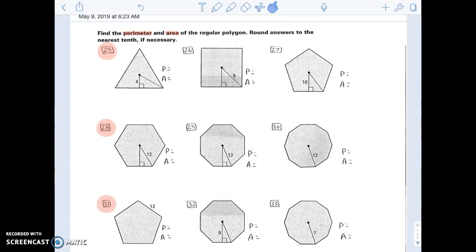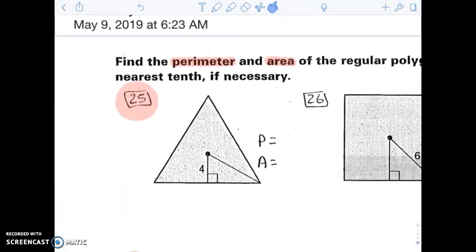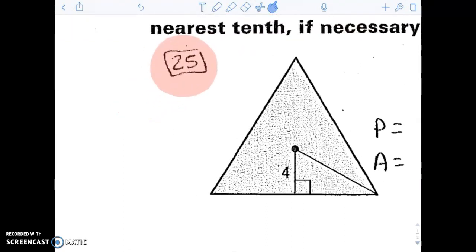Alright, so the purpose of this video is to help you solve problems 25, 28, and 31 on worksheet 11C, day 1. We are going to start out with problem number 25, where we were given one length inside this regular polygon in order to find both its perimeter and its area.